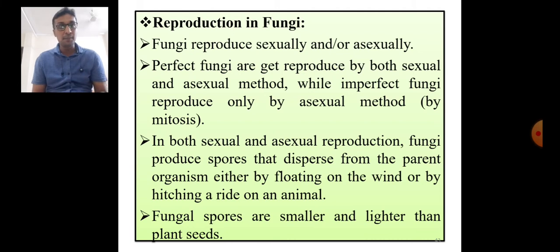लक्षात घ्या. तिसरं पॉईंट मी परत एकदा रिपीट करतोय. In both sexual and asexual methods of reproduction, fungi produce the spores that disperse from the parent organism or from the mother organism either by floating on the wind or by hitching a ride on an animal. Fungal spores are smaller and lighter in weight than the plant seeds. एवढी कमी साईज असते, एवढं कमी त्यांचं वजन असतं that they are lighter in weight in comparison to the plant seed and that's why they are able to flow with the wind. Wind सोबत ते फ्लो होतात आणि वेगवेगळ्या ठिकाणी जाऊन ते डिस्पर्स होतात.